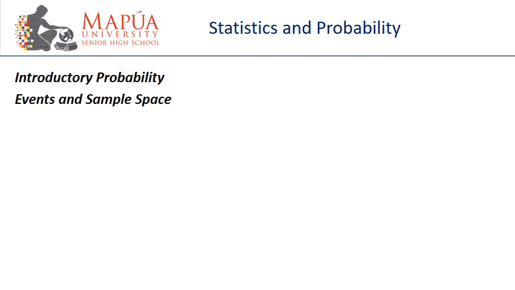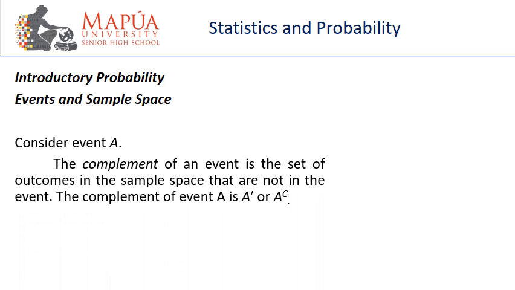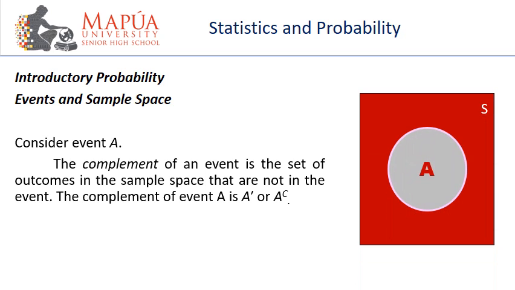Another concept would be the complement of an event. Consider event A. The complement of an event is the set of outcomes in the sample space that are not in the event. The complement of an event A is represented by A' or A^C. An example is shown on the right.